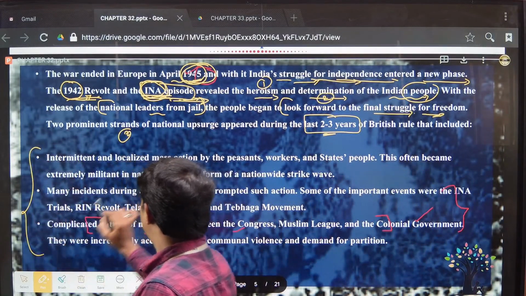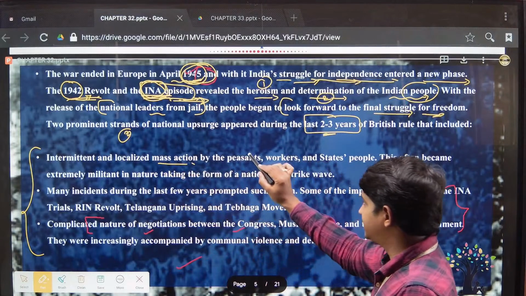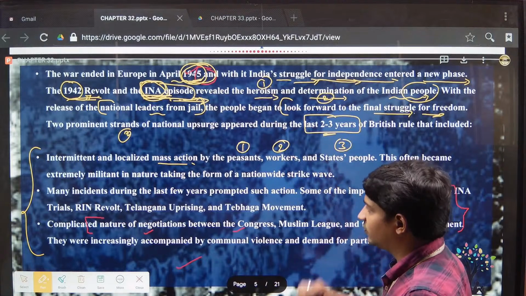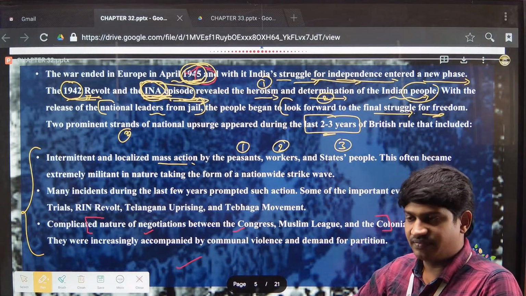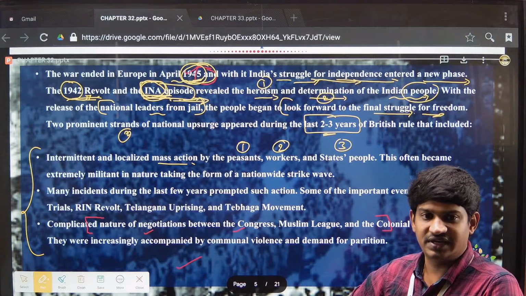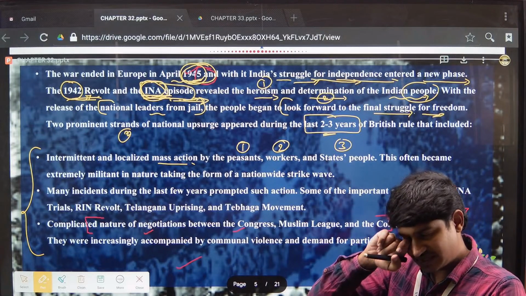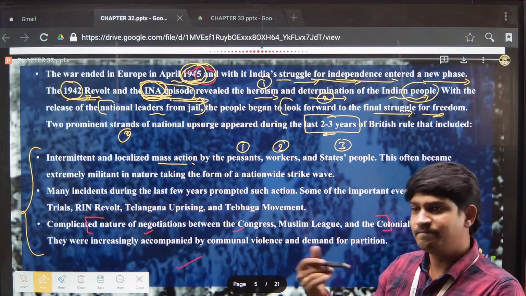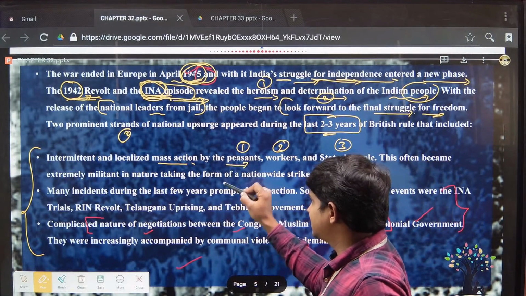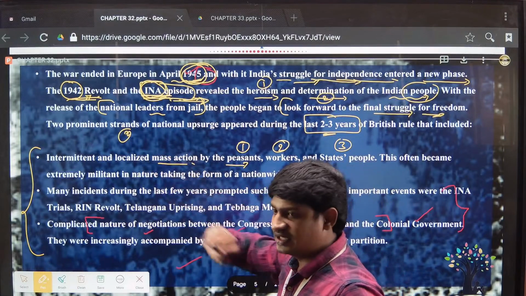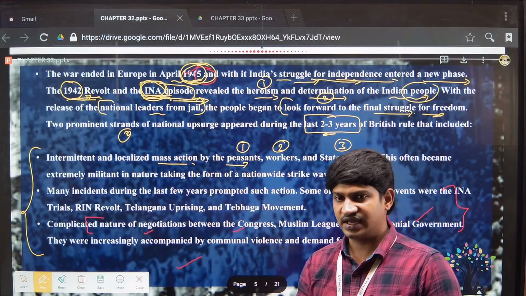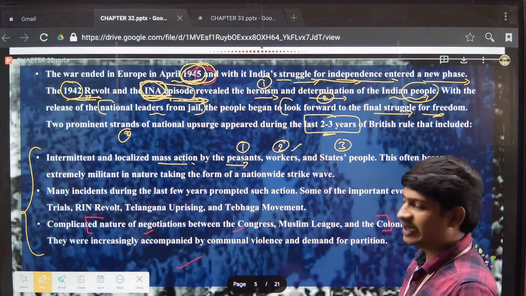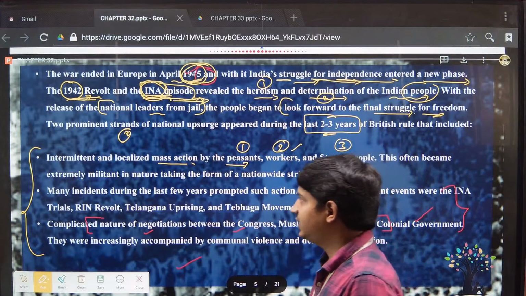So there is the localized mass action by the peasants, the workers and the statespeople. So what they did this time, idhukku munnadi nadandhadhellam namakku niraiya divisions, niraiya problems irundhadhu. Only one set of persons would be supporting the movements and the other set would remain unsupported. But ingha enna aayidichunna, everything, in case India is having a 60 lakh population, out of that 40 lakh people were ready to take part in the last phase of the Indian national movement.